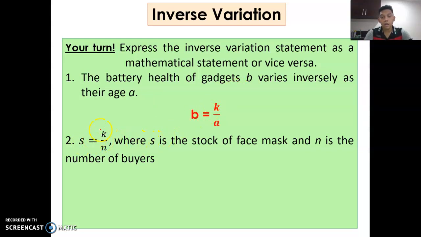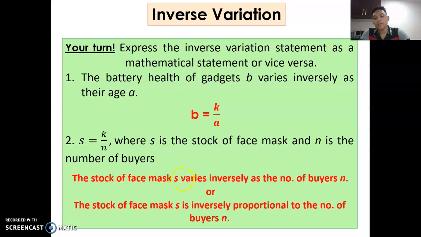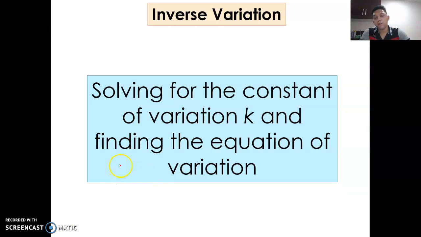Next, this time the equation is given, but you are asked to give a variation statement. This may vary also. Where S is the stock of face mask and N is the number of buyers, there are a lot of possible statements. The stock of face mask S varies inversely as the number of buyers, or the stock of face mask is inversely proportional to the number of buyers. Okay, so let's go solve the constant k and find the equation.